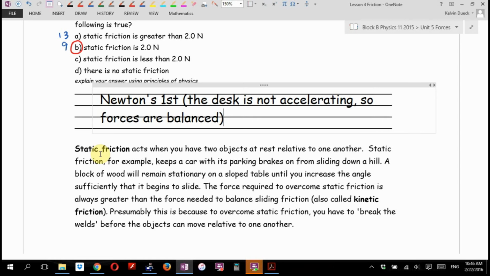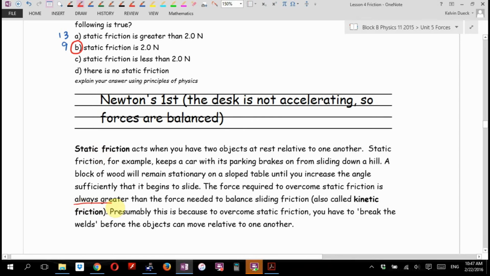Static friction is what's holding anything that's resting on a hill. The force required to overcome static friction is always bigger than the force needed to balance sliding friction. Or, as you may have discovered if you've ever tried to move furniture, getting something moving is a lot tougher than keeping it moving. Getting something to slide is tough. Keeping it sliding is pretty easy.